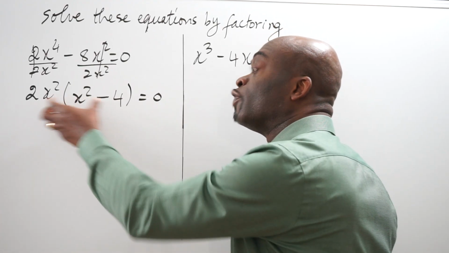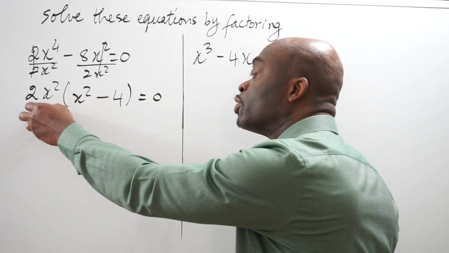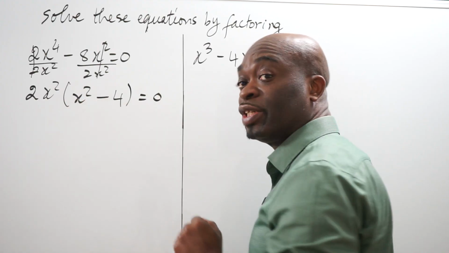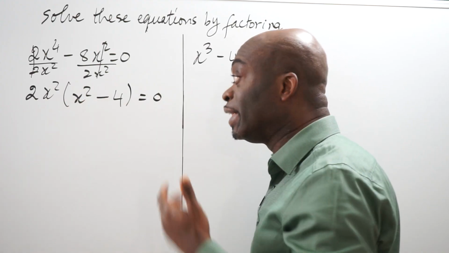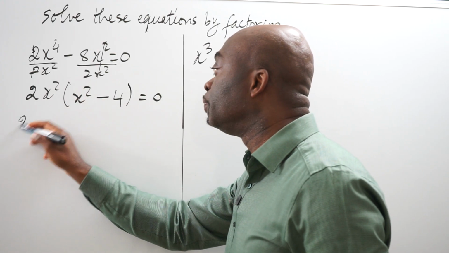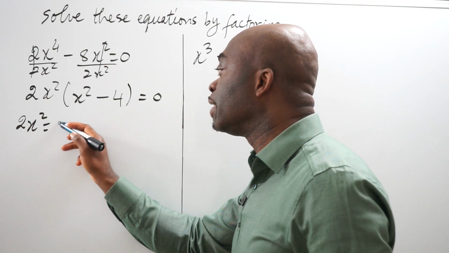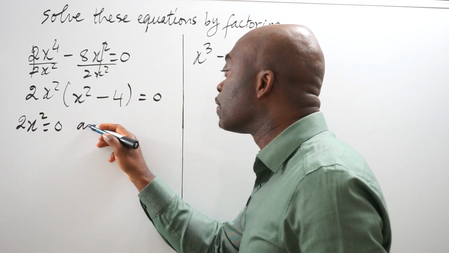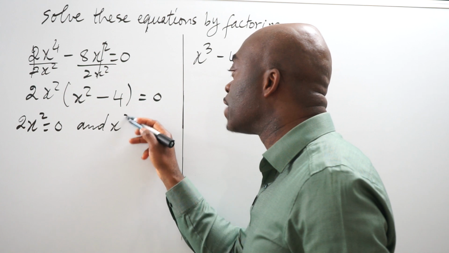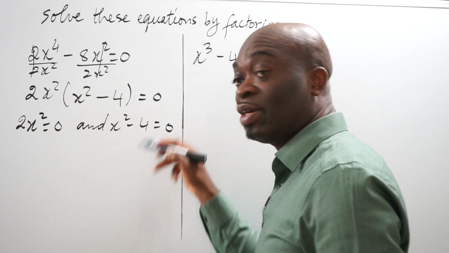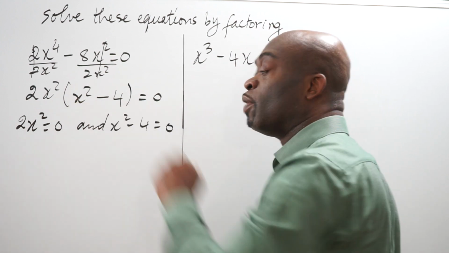So now we end up with 2 factors here. One factor which is 2x to the second, and the other factor which is x squared minus 4. And then that means you have 2x to the second equals 0, and then you have x to the second minus 4 equals 0. Okay, so you split them up like that.